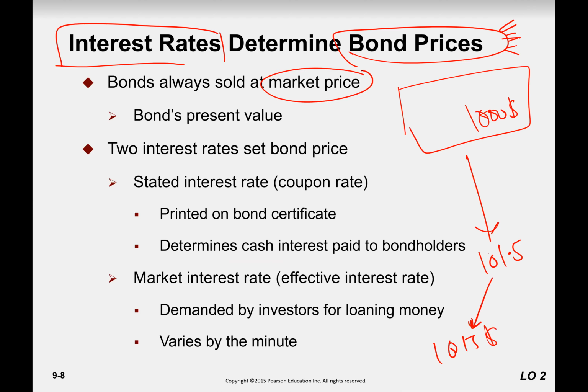So bonds are always sold at market price. If you want to buy a bond, you can go to the stock exchange, or if the company issues a bond, it will always issue at market price. So market price can be the present value of the bond, right? So there are two interest rates which set the bond price. So let's talk about this.